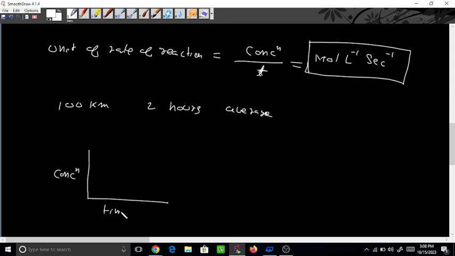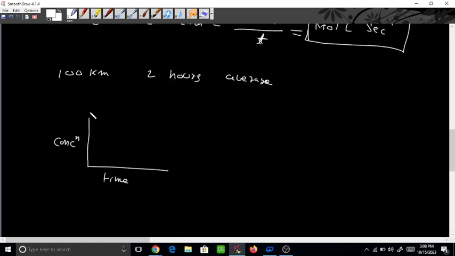for concentration and here time. So if we talk about reactant, initially the reactant concentration will be high, but as we proceed further, the concentration of reactant will go on decreasing because it is converting into product. This is for reactant. If we talk about product, then initially at 0 time product will be 0. Then as time goes on increasing, the concentration of product will go on increasing like this. So this is the graph for product.